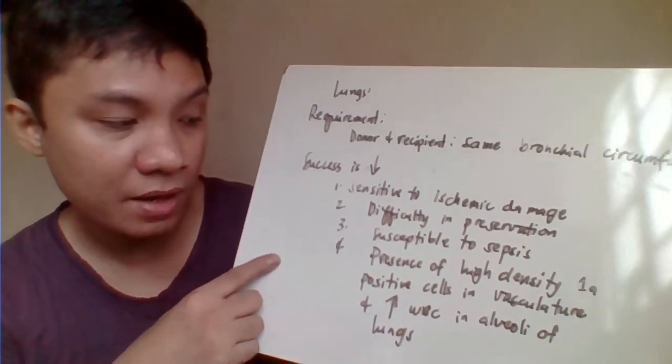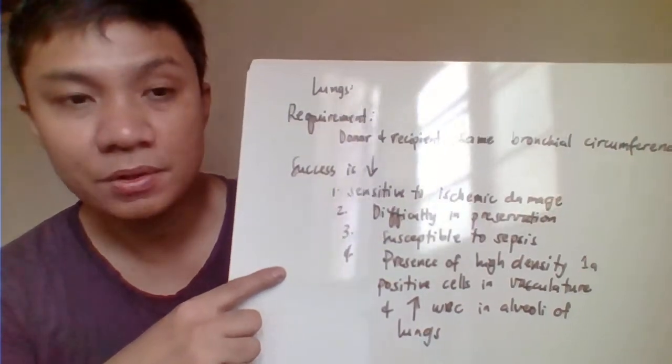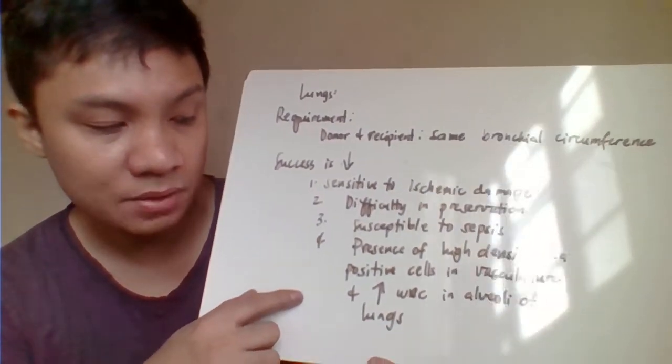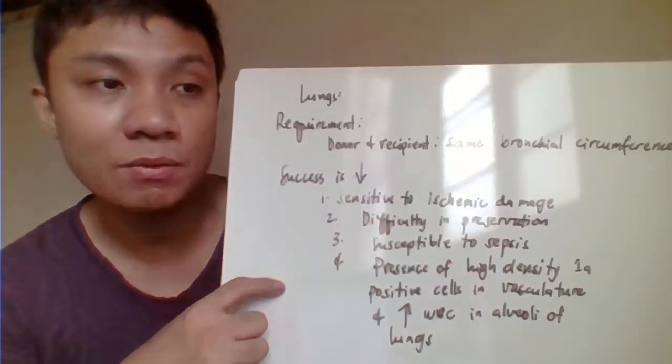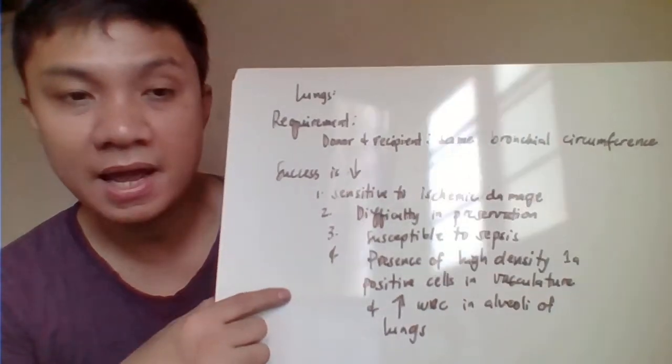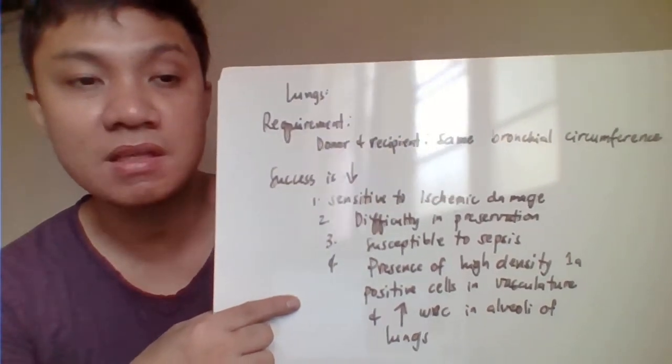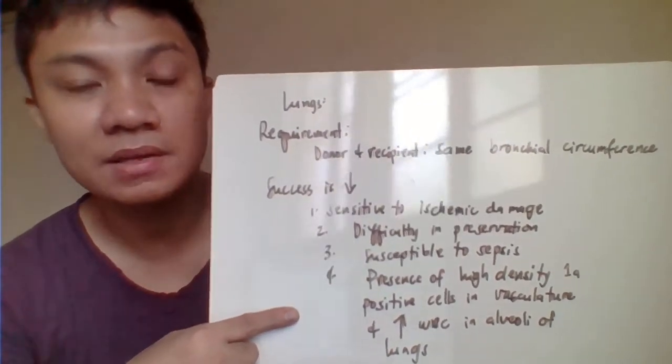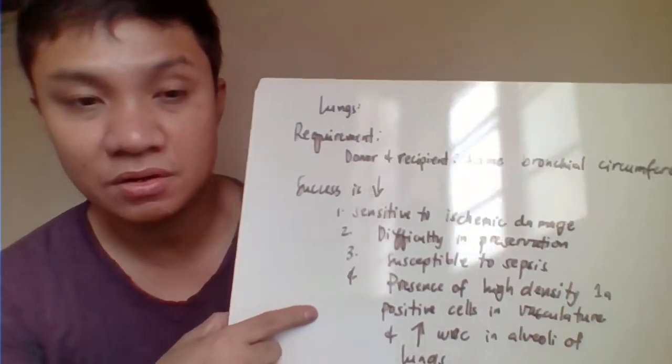And another one, the lungs are susceptible to sepsis because of this. There is a high level of HLA class II positive cells in the vasculature plus a high level of WBCs trapped in the alveoli of the lungs, making them highly prone to infection or sepsis.